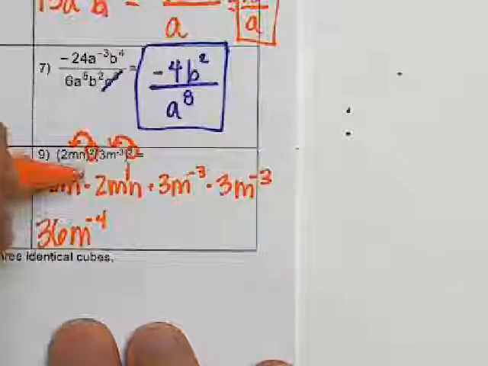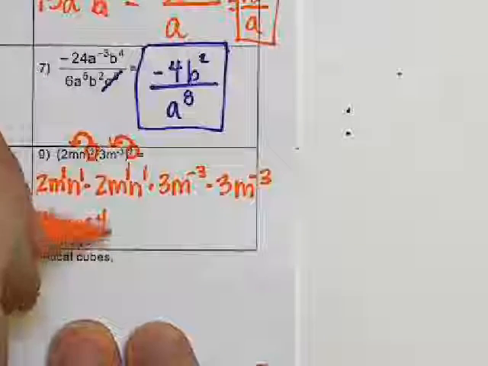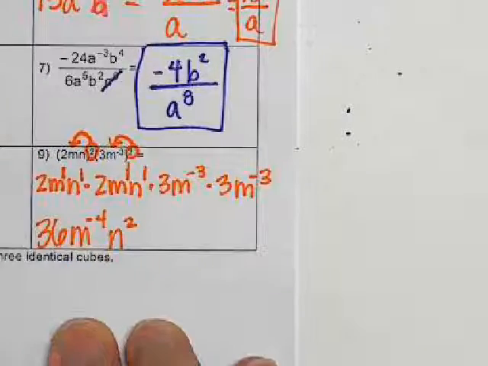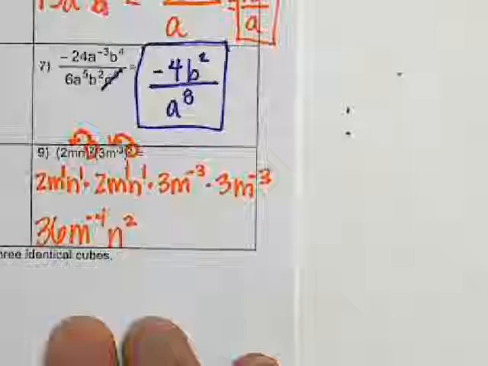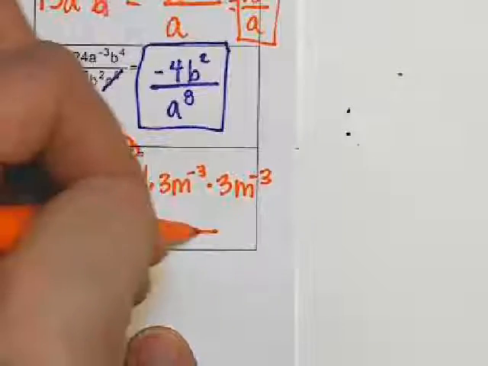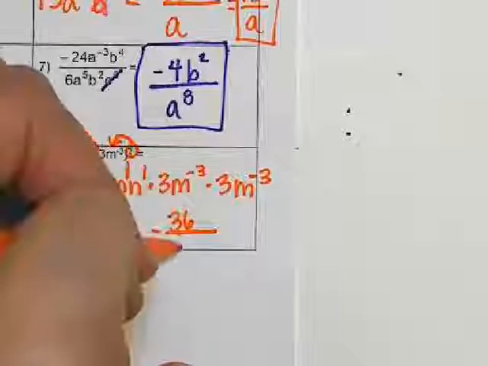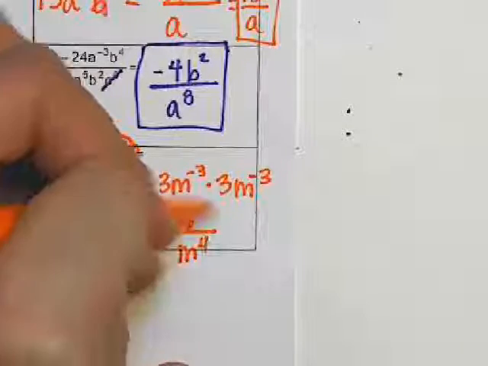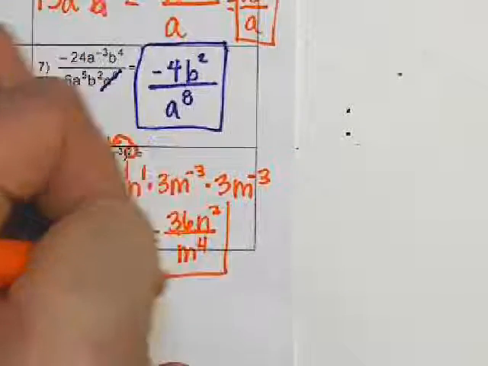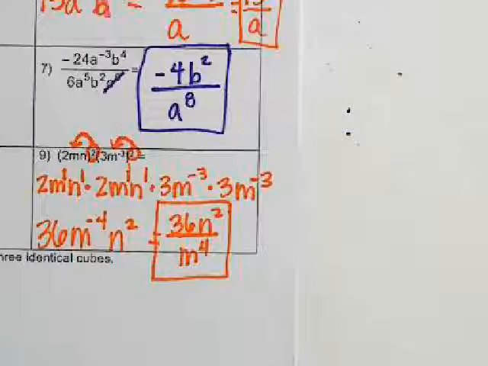Okay, then I do the n's. How many n's do I have? 1, 2. So n squared. Can that be my answer? No. So I need a fraction. 36 is going to go on top, m to the negative 4 goes to the bottom as positive 4, and n squared on top. It's on the note. Gotta get better.